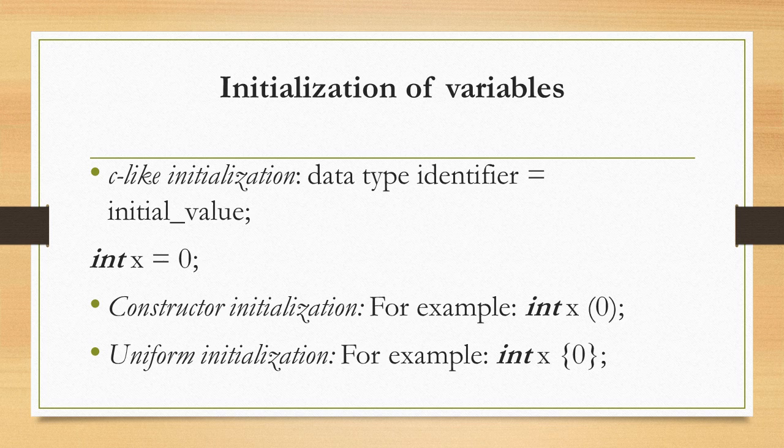This initialization can be in two forms. It can be constructor initialization or uniform initialization. The constructor initialization is written in this form: int x, then in brackets, you write what you want to initialize it with. Even if it's 0, like in this case, you just write 0 inside the brackets. That's for constructor initialization. For uniform initialization, int x, then inside curly brackets, you have your 0 or whatsoever you want to initialize your variable x with. x can be any variable, okay?